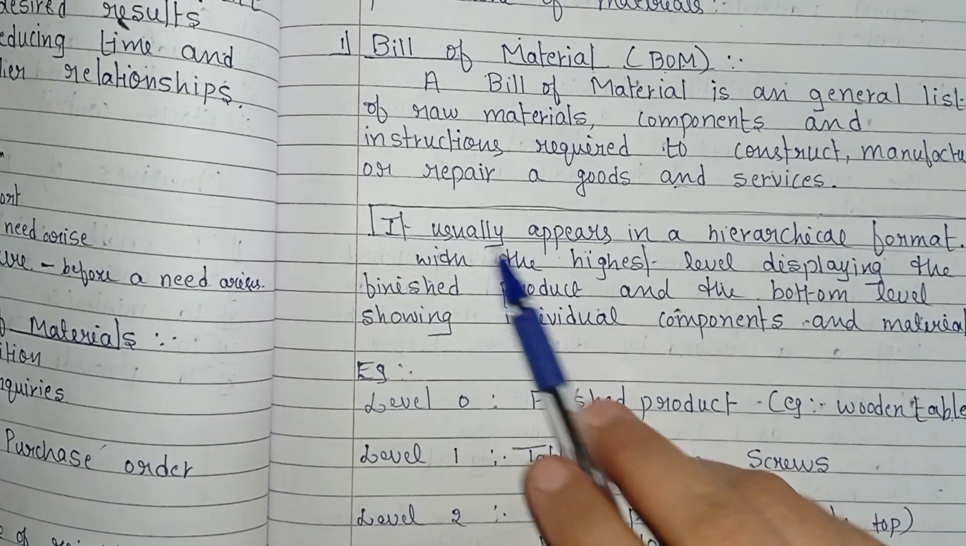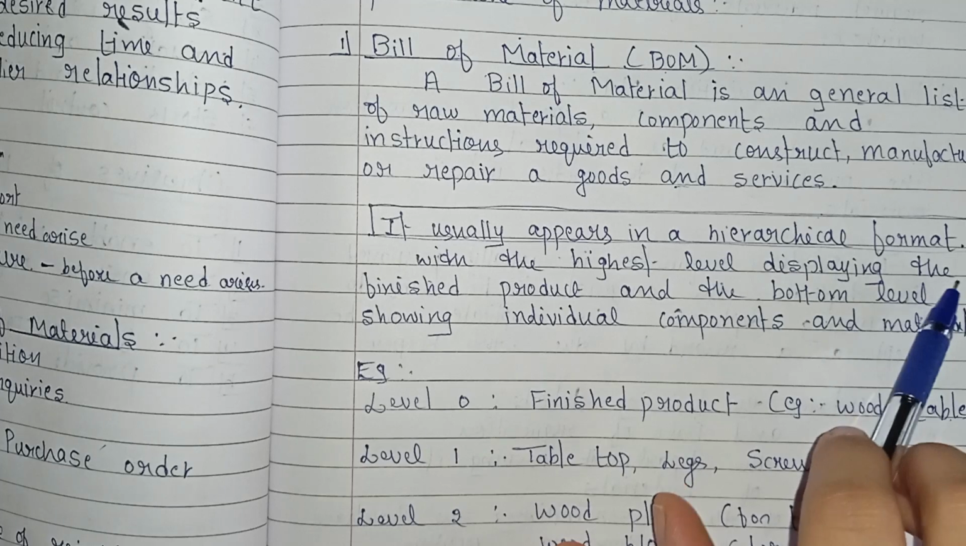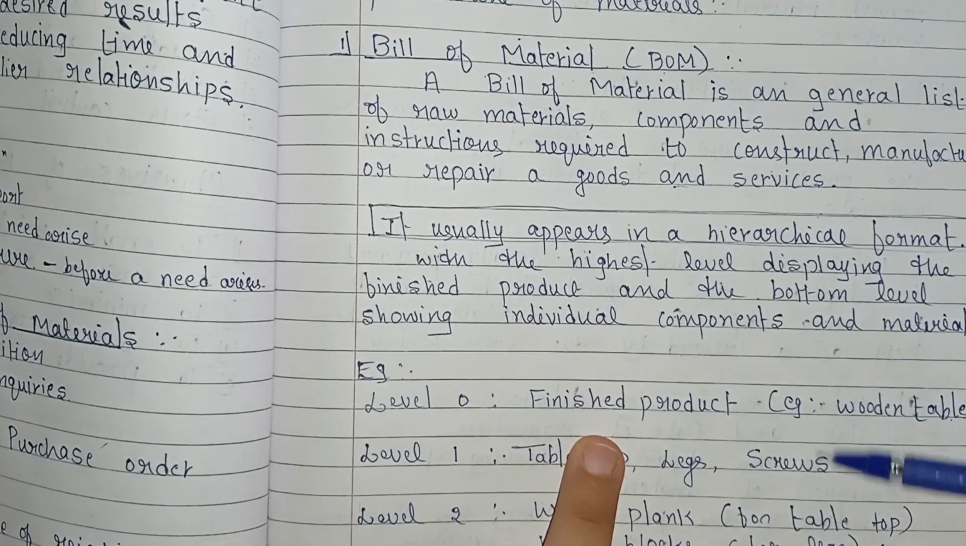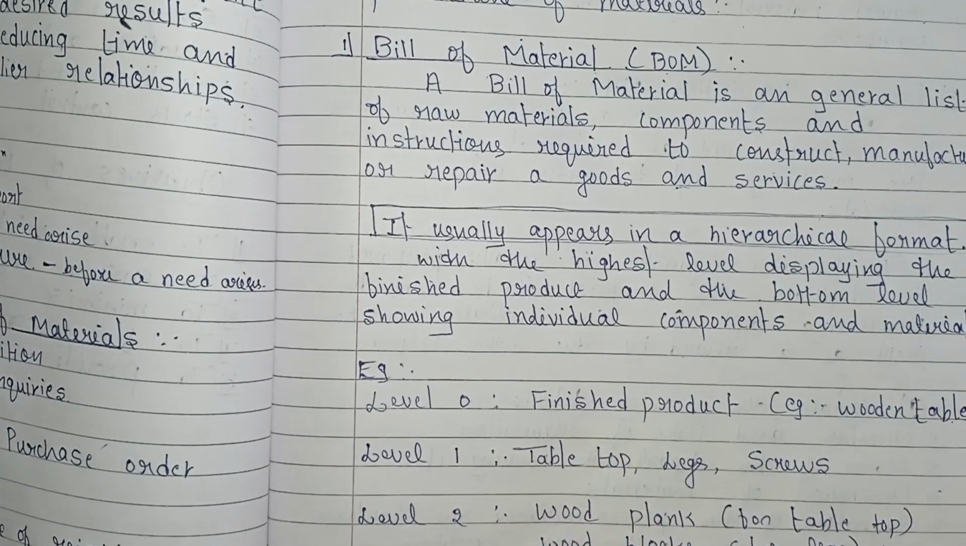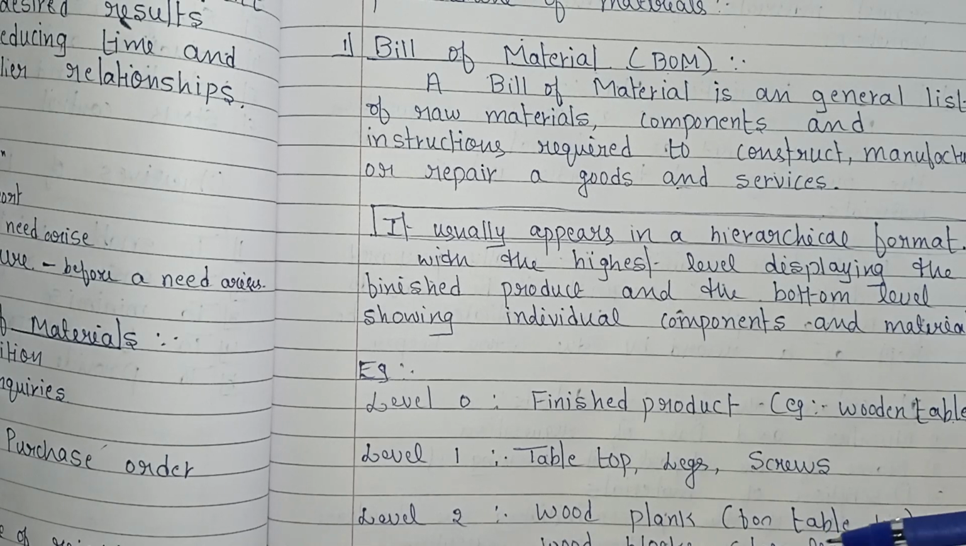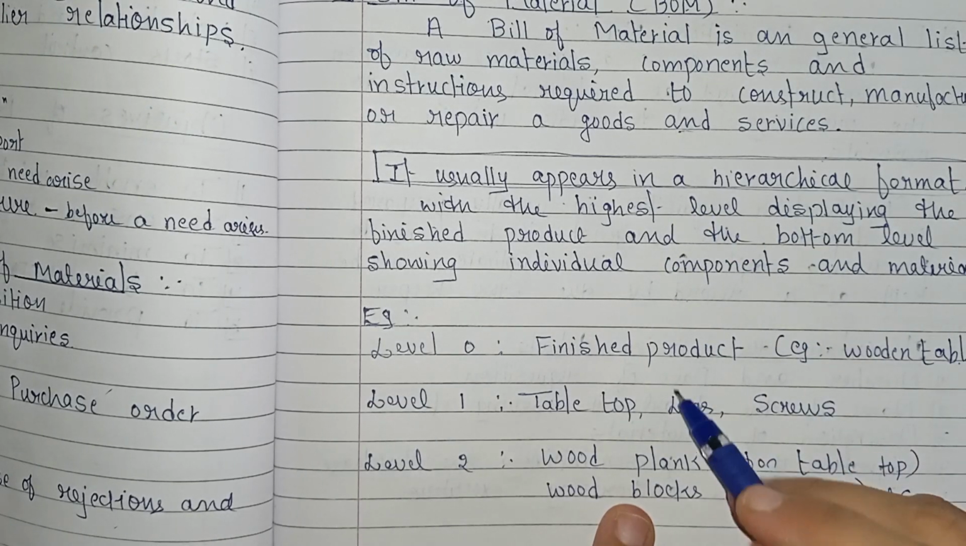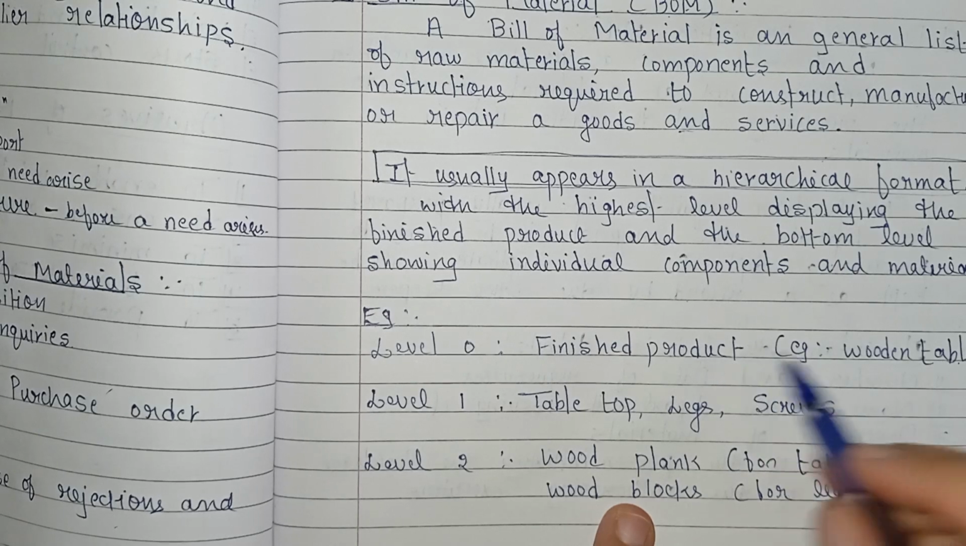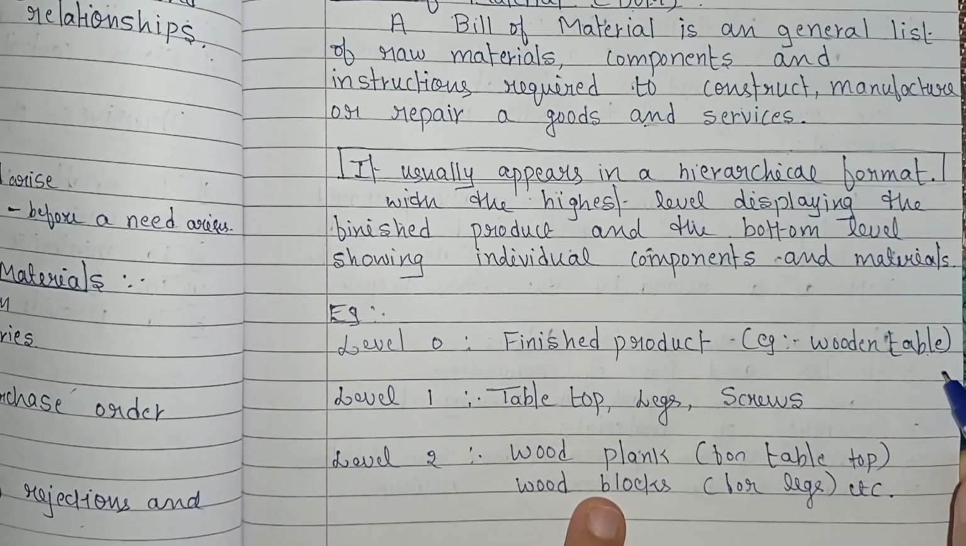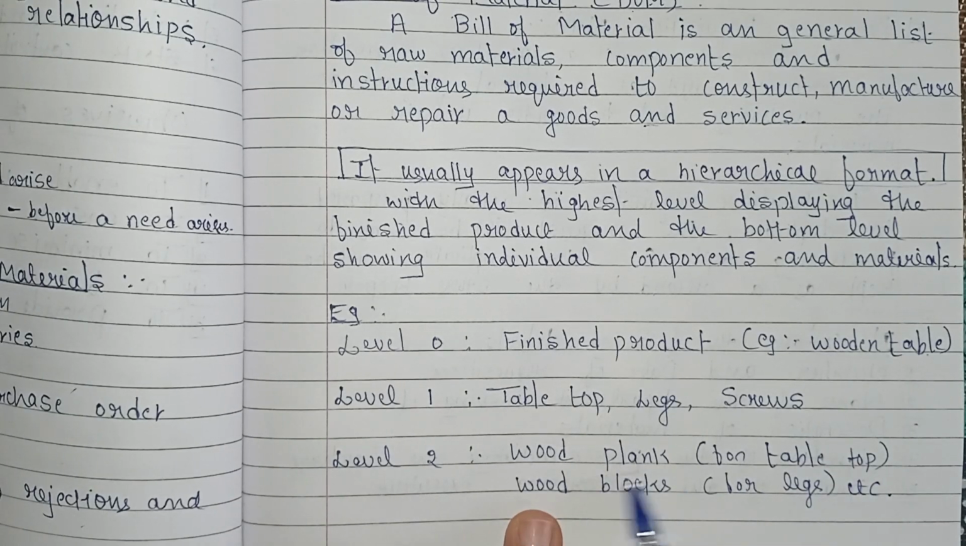That is why it usually appears in a hierarchical format, with the highest level displaying the finished product and the bottom level showing the individual components and materials. Clear? This is the meaning of it appearing in a hierarchical format: the highest level displays the finished product, that is wooden table, and the bottom level shows individual components and materials, that is for table top, wood plank and wood blocks for legs.